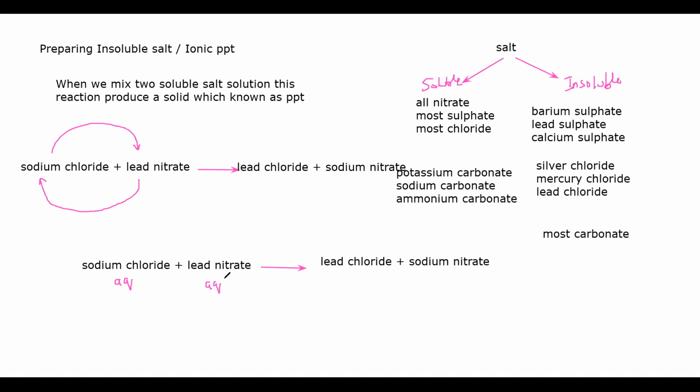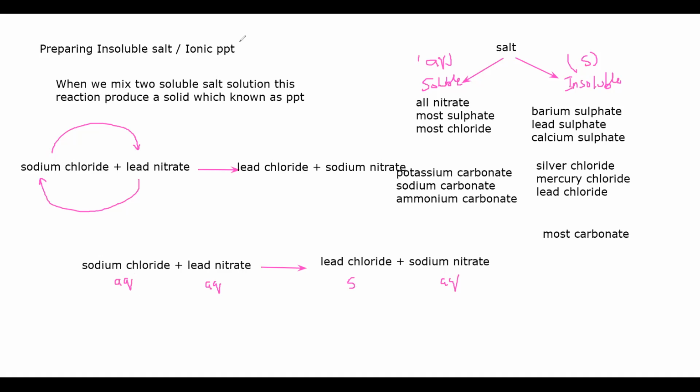So sodium chloride reacted with lead nitrate. Sodium chloride is aqueous, lead nitrate aqueous. Lead chloride is solid because here we'll have an insoluble salt, so solid, and this side we have aqueous. Lead nitrate, sodium nitrate, all nitrates are soluble, so aqueous will be there. So this is the state symbols we completed. We have sodium chloride plus lead nitrate gives lead chloride plus sodium nitrate.